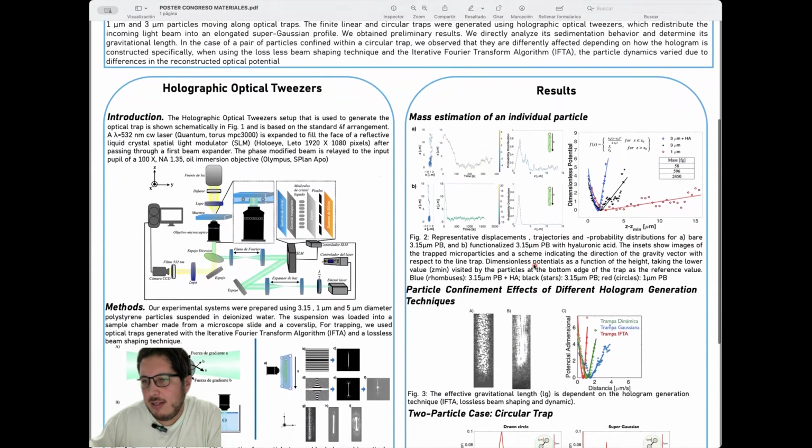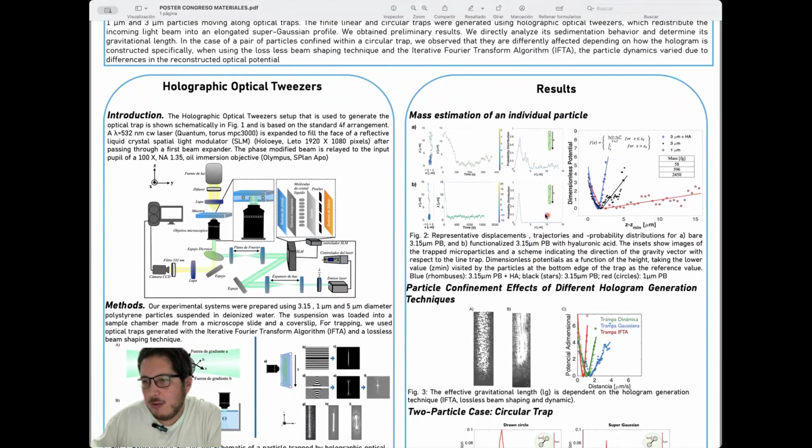The first thing we did with our system was to characterize the particles themselves. In figure 2, we show how we can estimate the mass of an individual particle. We do this by trapping a single particle, like in this image, in a line trap, and then carefully analyzing its vertical motion, or its sedimentation behavior due to gravity.